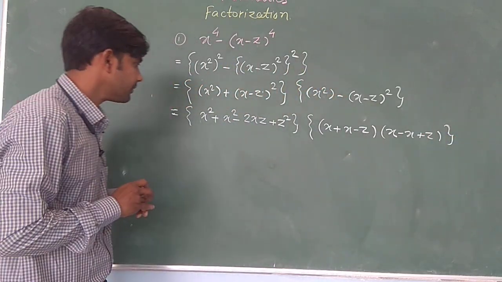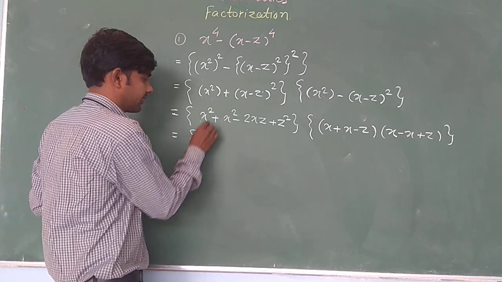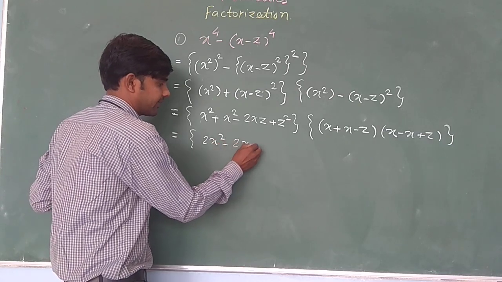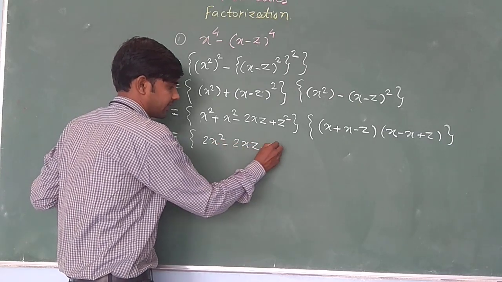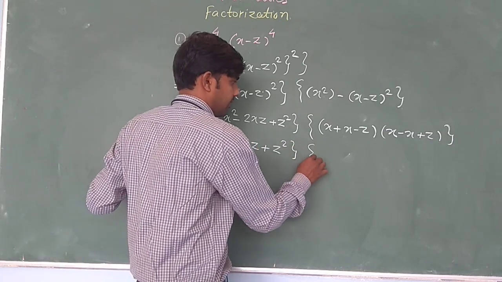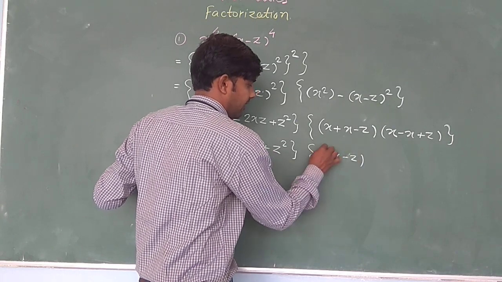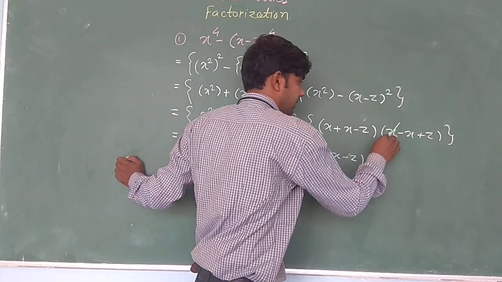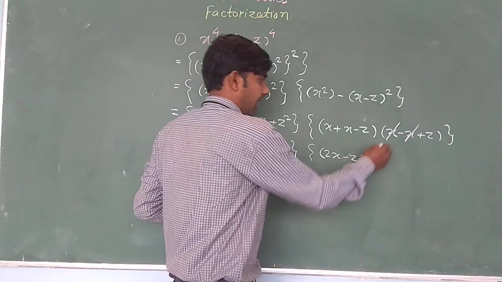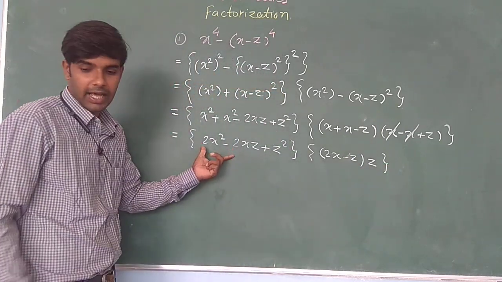Got it? So look here now. X square plus x square, like terms, gives 2x square, minus 2xz as it is, plus z square as it is. And here x plus x is 2x minus z, the first bracket. In the second bracket, plus x minus x gets cancelled because x minus x is 0 and only z is there. So these are the factors.